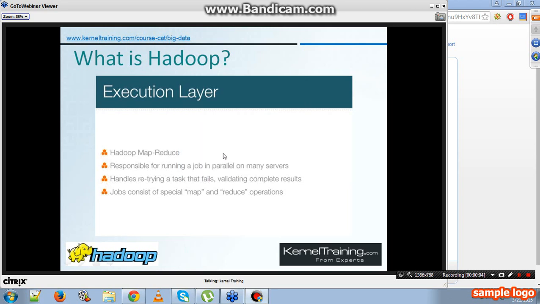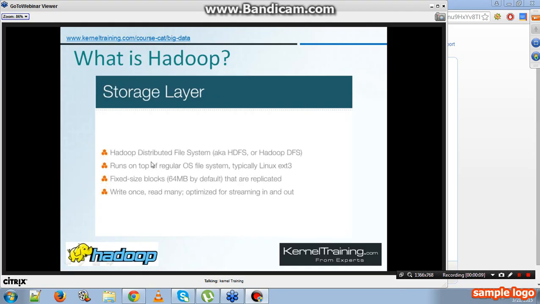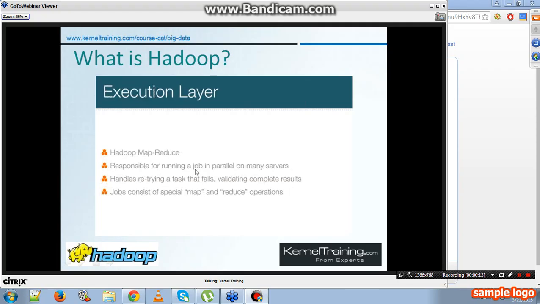All right, gentlemen. So more on the execution layer. The previous one was about the storage layer, which is the hardware department. Now to the software department, which is called the execution layer. It is called MapReduce. The reason is it takes care of the map and the reduce tasks and the computations. That's why I refer to it as the software department. It is responsible for running a job in parallel on many servers.